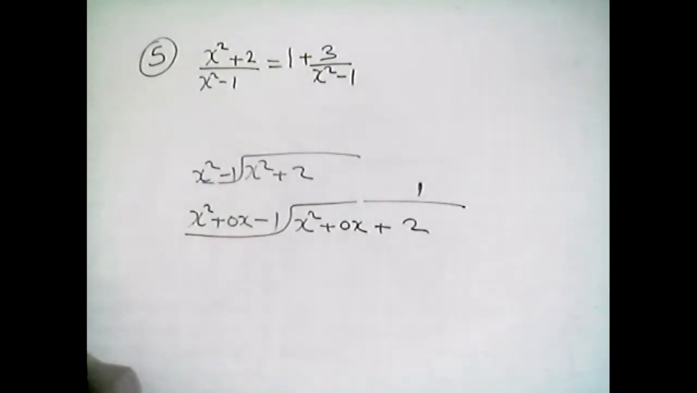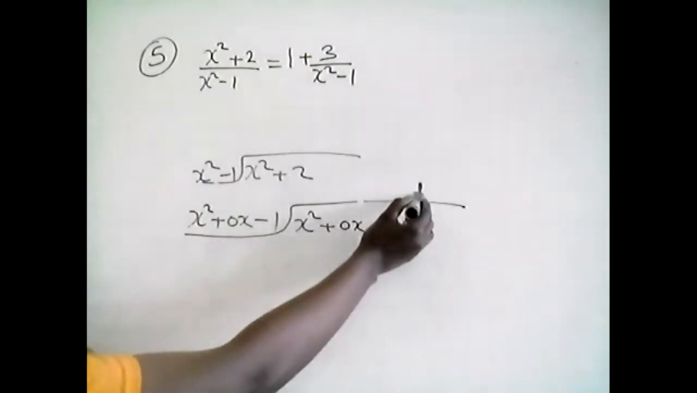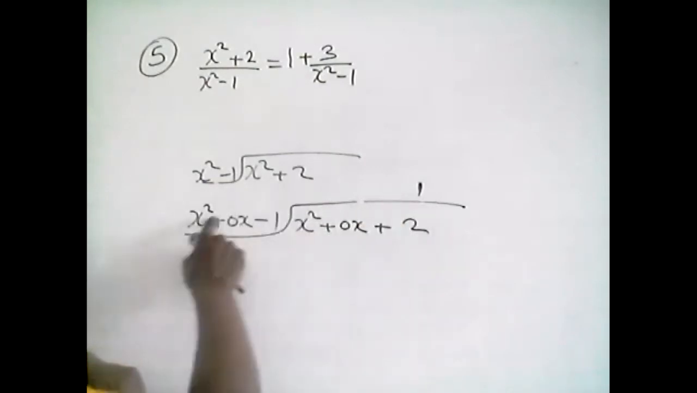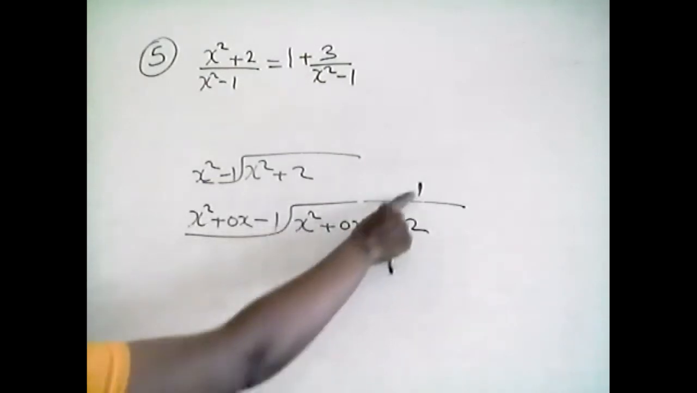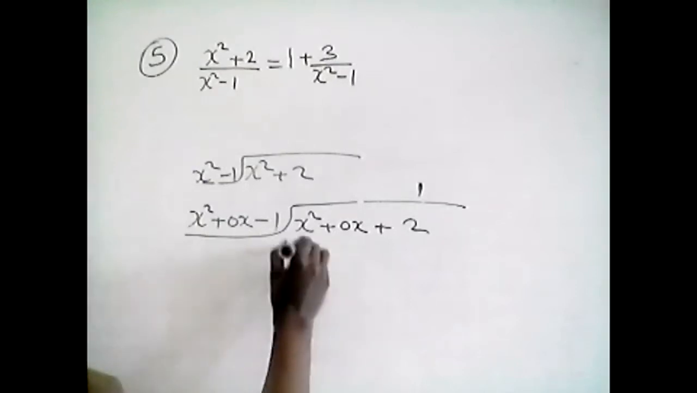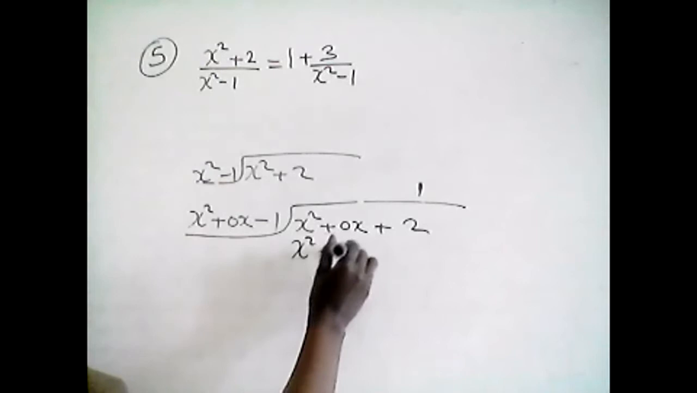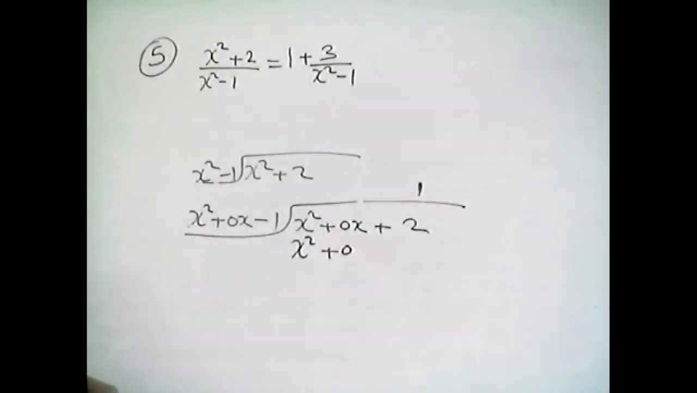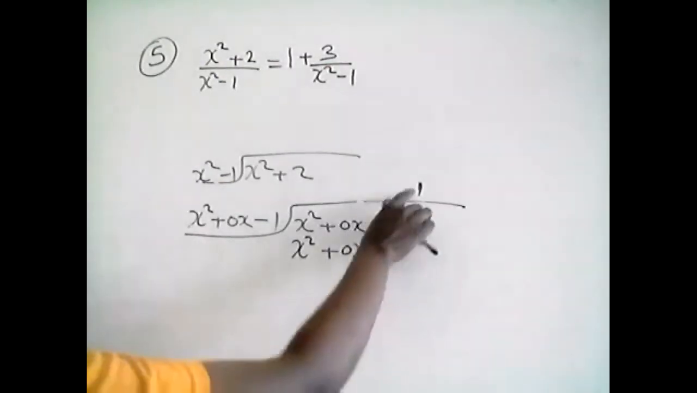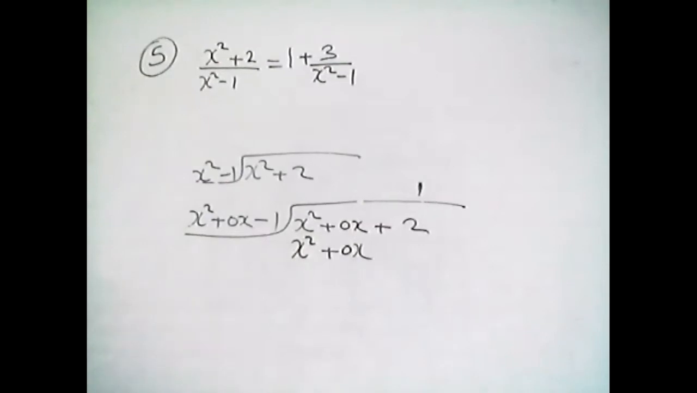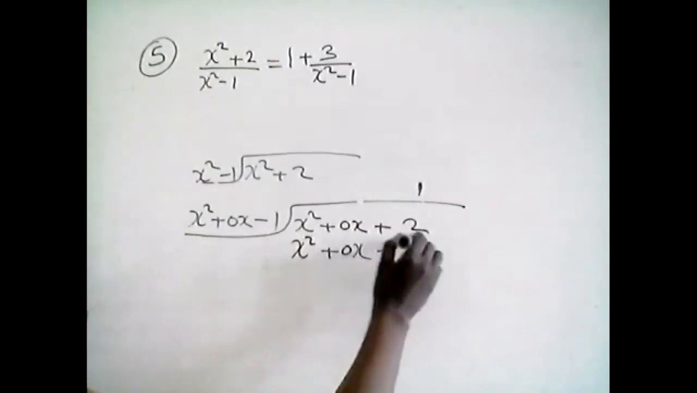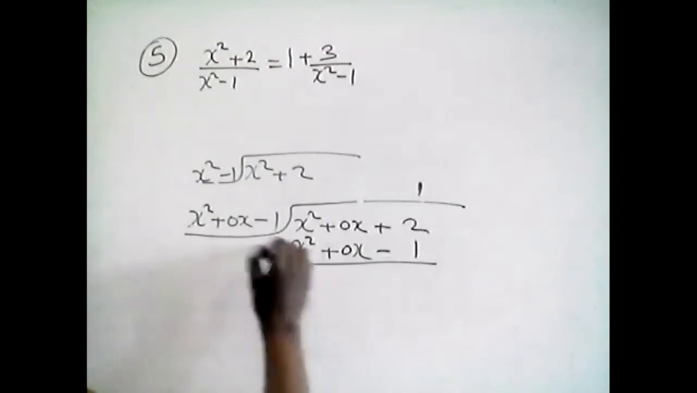Now, having done that, the next is to simplify this. 1 multiplied by 1, we multiply by everything that is here. So 1 multiplied by x squared, it will give us x squared. 1 multiplied by 0, it will be 0. I can even say 0x. 1 multiplied by negative 1, it will give us negative 1 like that. Then minus here.